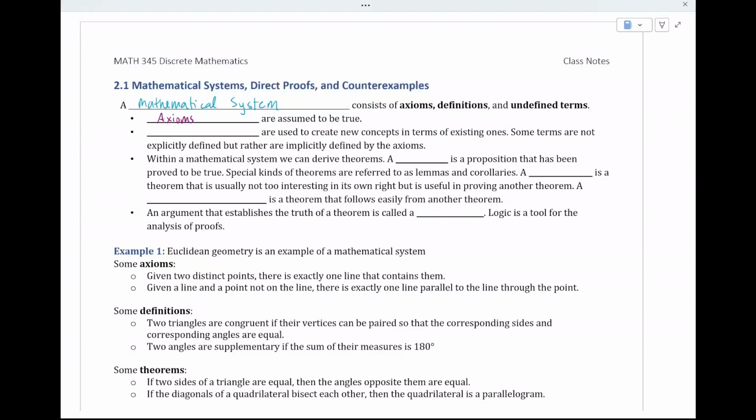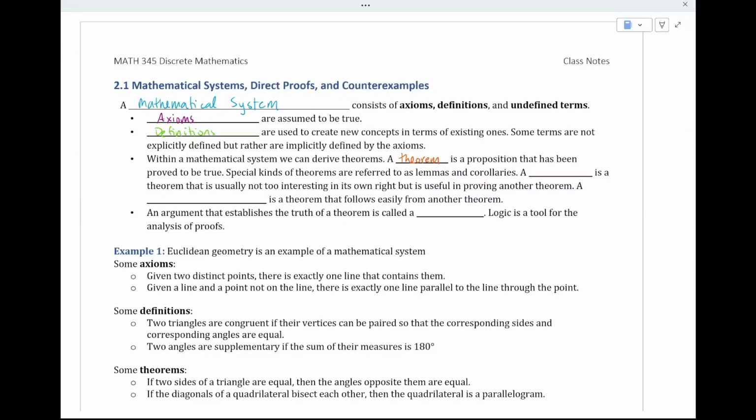From those axioms, you can build definitions. Definitions are used to create new concepts in terms of existing ones. Some terms are not defined explicitly, but rather they are implicitly defined by whatever our axioms are. Within our mathematical system, we can derive theorems. A theorem is a proposition that has been proven to be true.